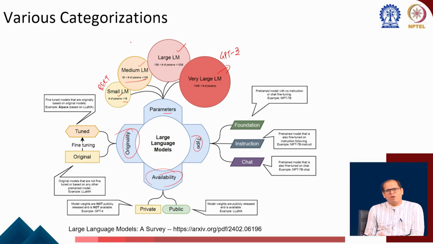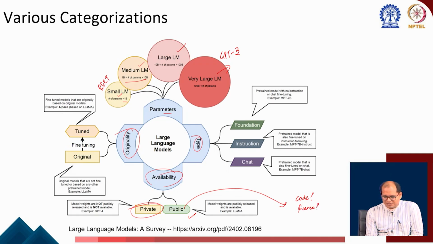Then you have another very important thing, that is availability. Are the weights publicly available or not? If the weights are publicly available, we can fine tune those. Otherwise, we cannot fine tune, we can only do prompting. If the weights are not publicly available, they are called private models, and if the weights are publicly released, they are public models. Of course, there are other variations, like whether they have released the code or not, and what the license is, and other things also with public release, but at least here we are saying whether the weights are publicly released or not.